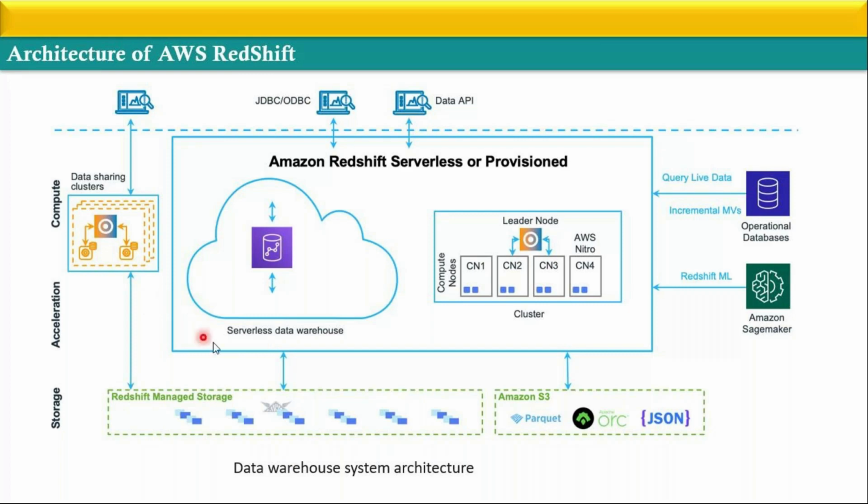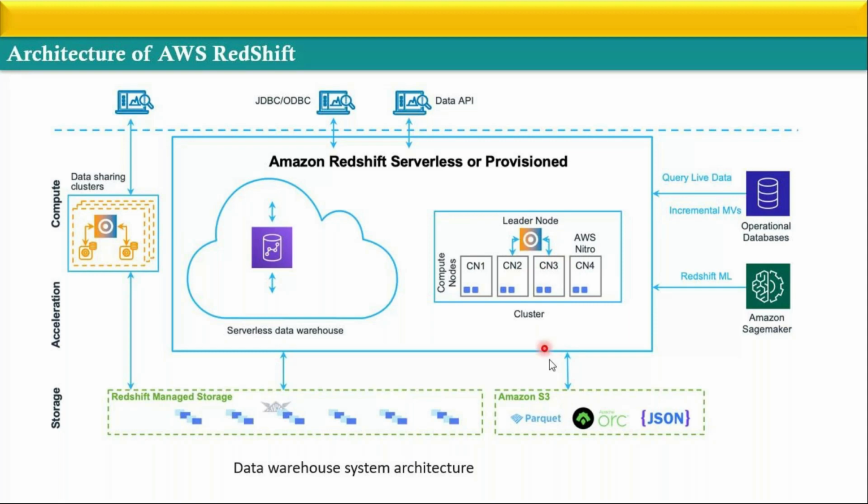Now what we are able to see over here is this Redshift cluster. What is happening over here? We can have the data on S3 or on a particular database, and from that database or data lake, we can move the data inside the Redshift cluster.